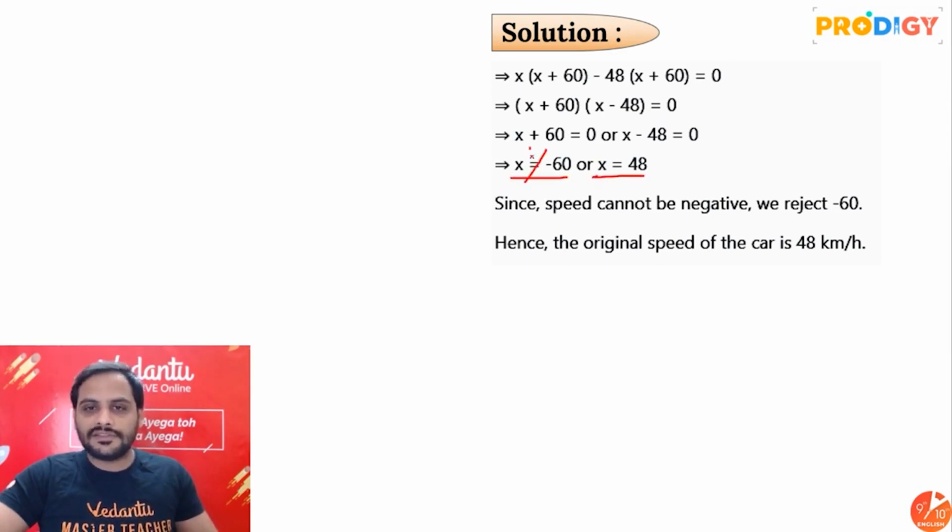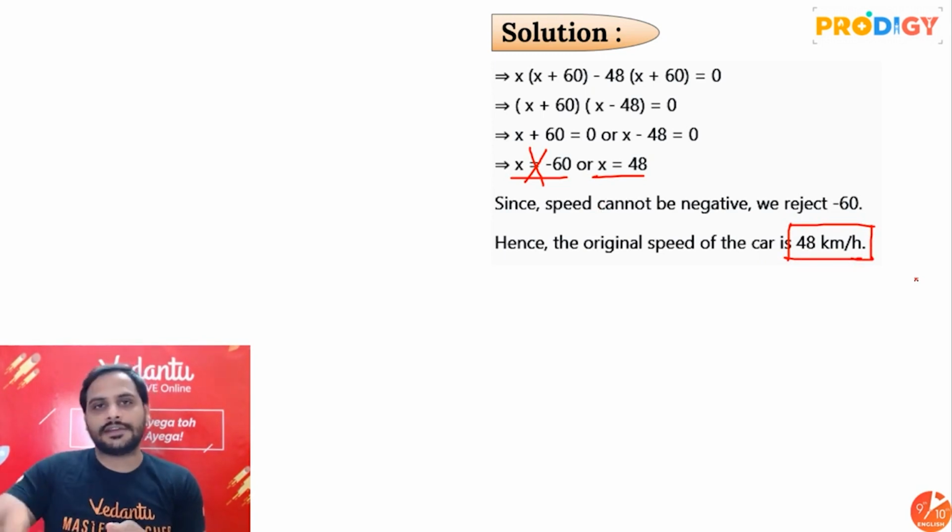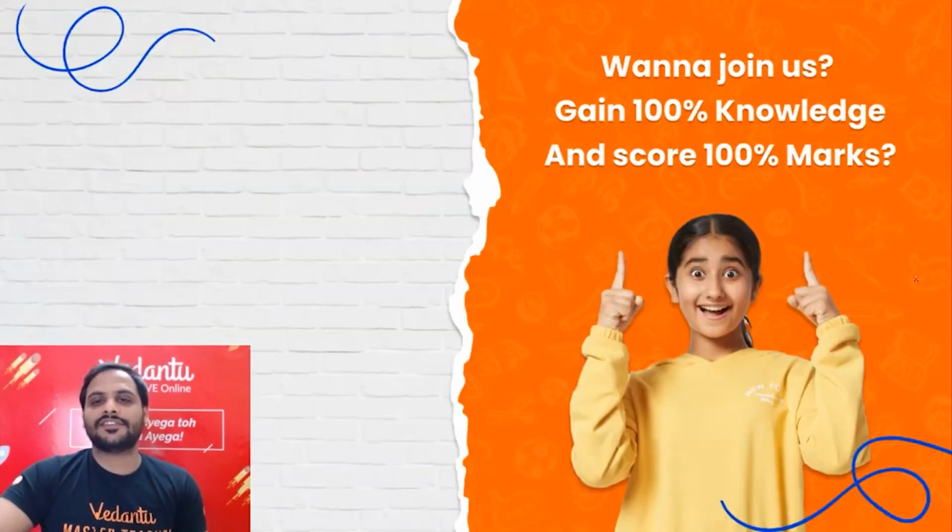Obviously this will be rejected. Speed cannot be negative. So x equals 48 kilometers. That means the speed of the car is 48 kilometers per hour. ठीक है बेटा? Simple. All right. चलो next question. Let's go for the next question.